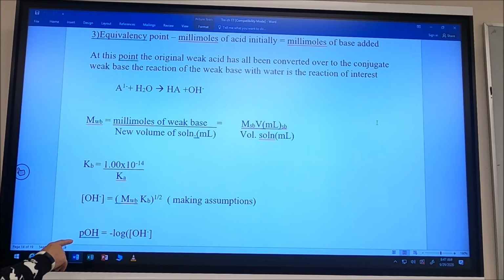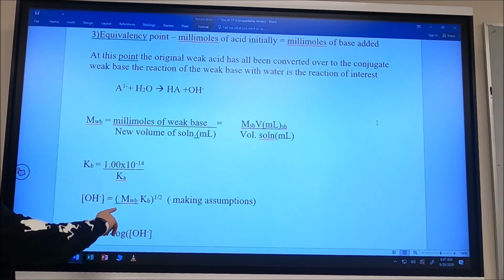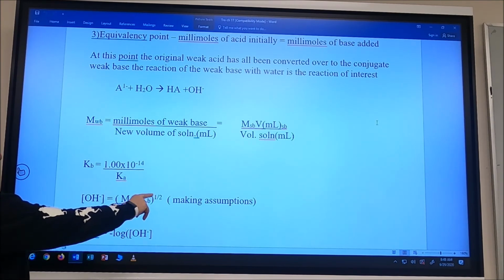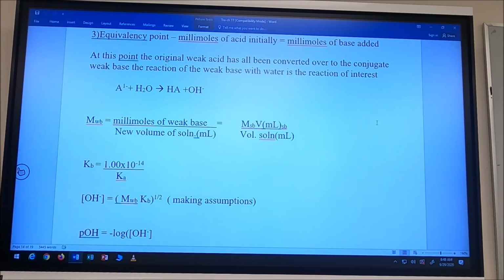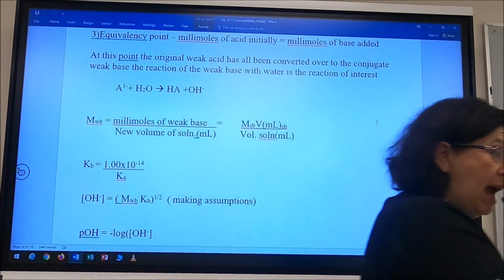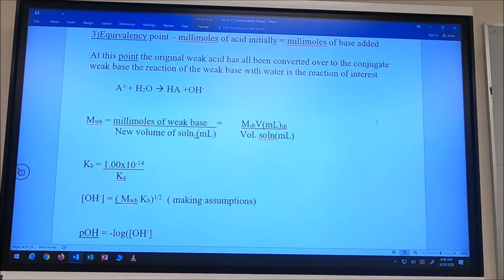And making assumptions, the hydroxide ion concentration is just going to equal the molarity of the weak base times Kb all raised to the 1/2 power. The pOH is just the negative log of hydroxide ion concentration. And pH is going to be 14 minus pOH.